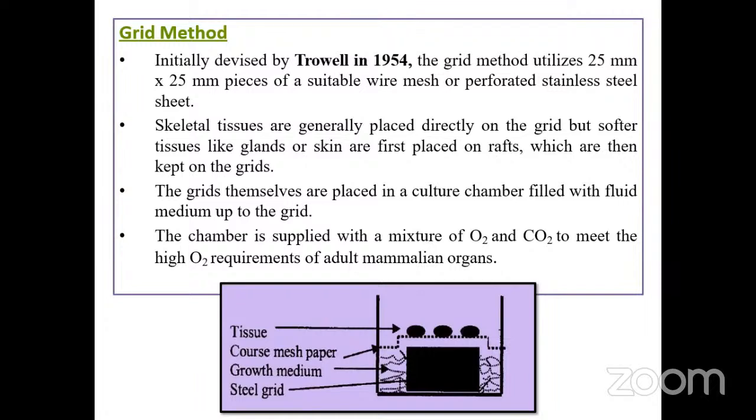Raft is for the support. And the grids are then placed in a culture chamber filled with the fluid medium. Okay, here like this. At the bottom you can see the image. You have the media on which the grid is placed. And the chamber is supplied with oxygen and carbon dioxide for the growth.